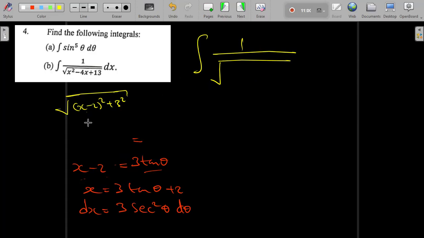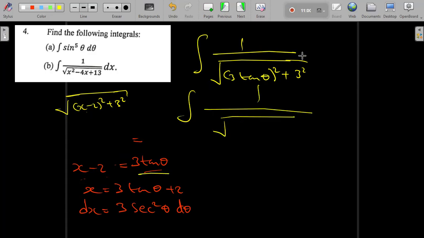So now I replace this with 3 tan theta. So I have (3 tan theta) squared, of course, plus 3 squared, which is just 9. But I'll just get the integral. This will be the integral of this. Remember my dx, I must replace my dx as well. But my dx is just 3 sec squared theta d theta. So here I just get 3 sec squared theta d theta. So that's what I get.